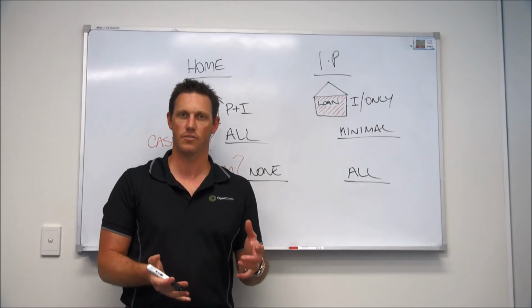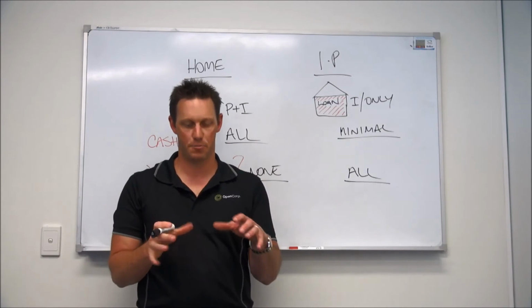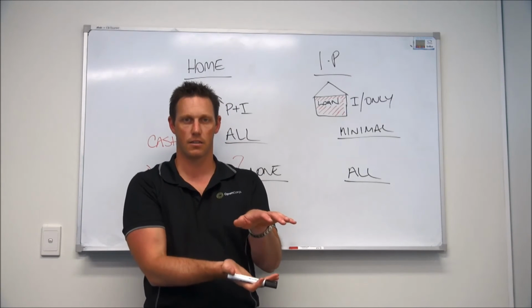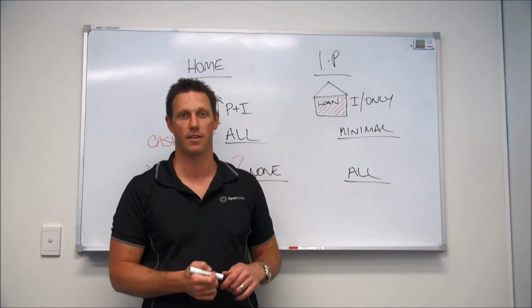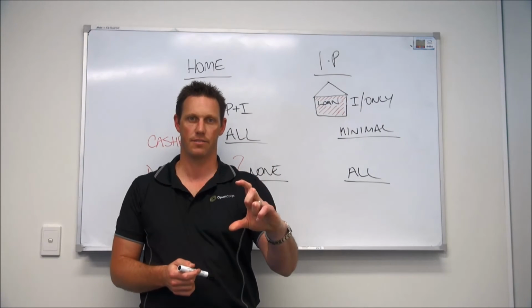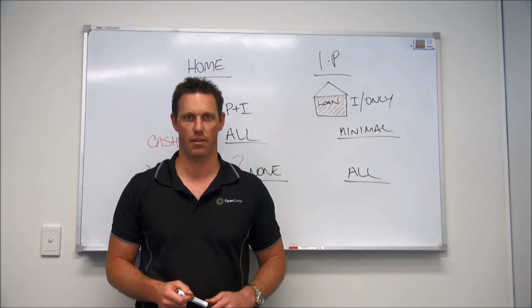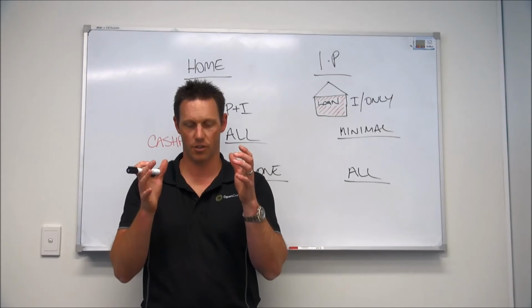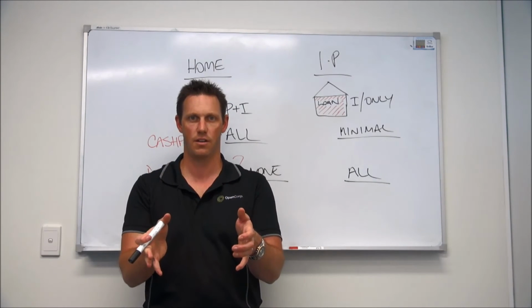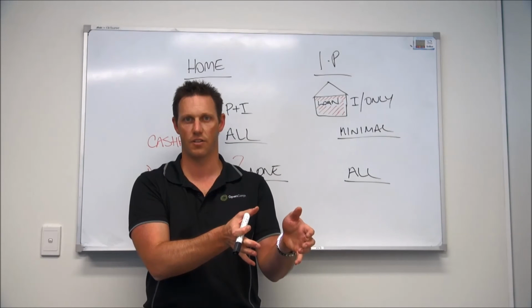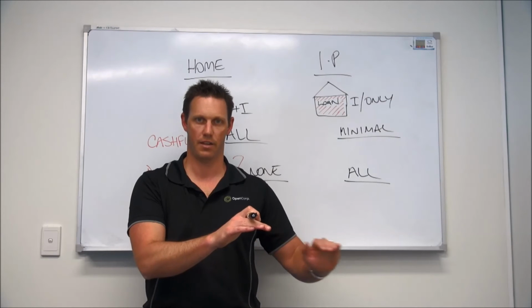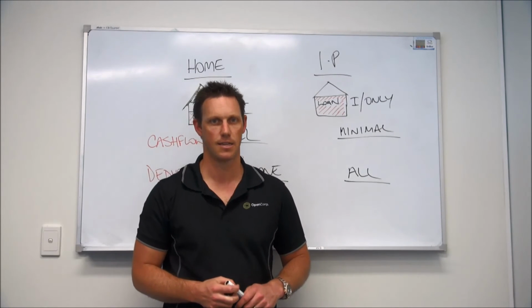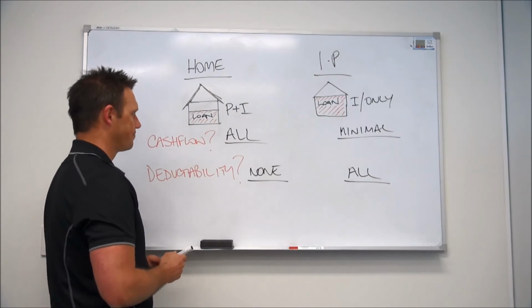Now for those of you that aren't aware, an offset account is purely an account that is linked to a home loan, whether that's on a principal place of residence or an investment, and it reduces the balance on which you pay interest. So simple example, say you've got a $350,000 loan and there's $50,000 sitting in the offset account, your interest is actually only calculated on the difference, being $300K. So let's look at offset accounts.